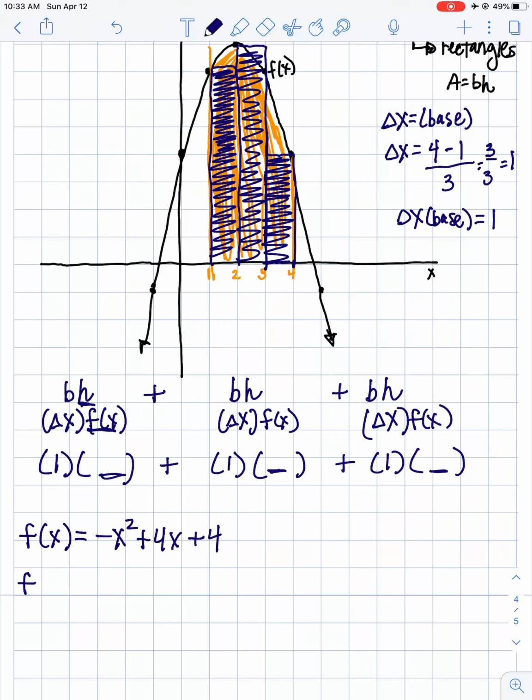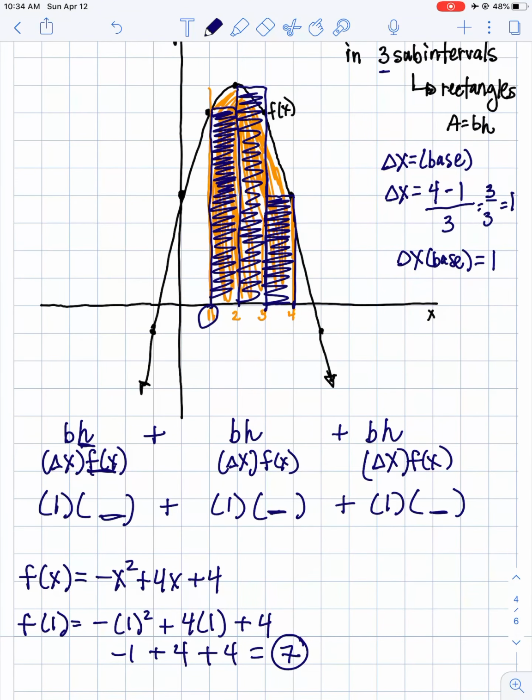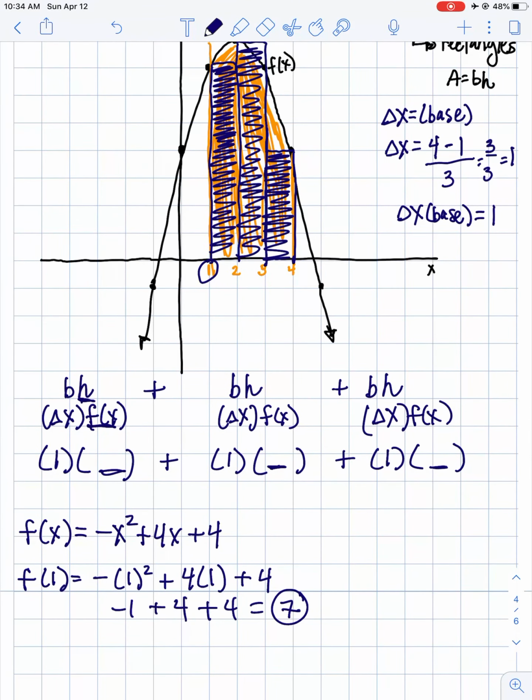So if we know it was negative x squared plus 4x plus 4, we want f of the first x value, and the first x value right here is 1, which will be negative 1 squared plus 4 times 1 plus 4. And if you want to pull out a calculator, that's fine. But if I just do this arithmetic by hand, I see that 1 squared is 1 times a negative, plus 4 plus 4, which gives me a total of, what is that, 7?